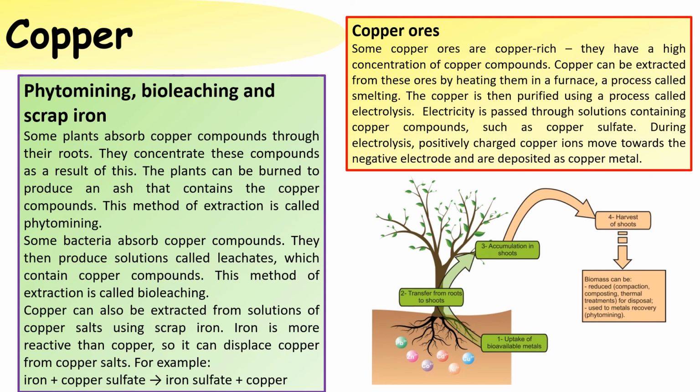The final way that copper can be produced is using scrap iron. Iron is more reactive than copper, so can be used to displace copper ions from copper salts. For example, iron plus copper sulfate will go to form iron sulfate plus copper.